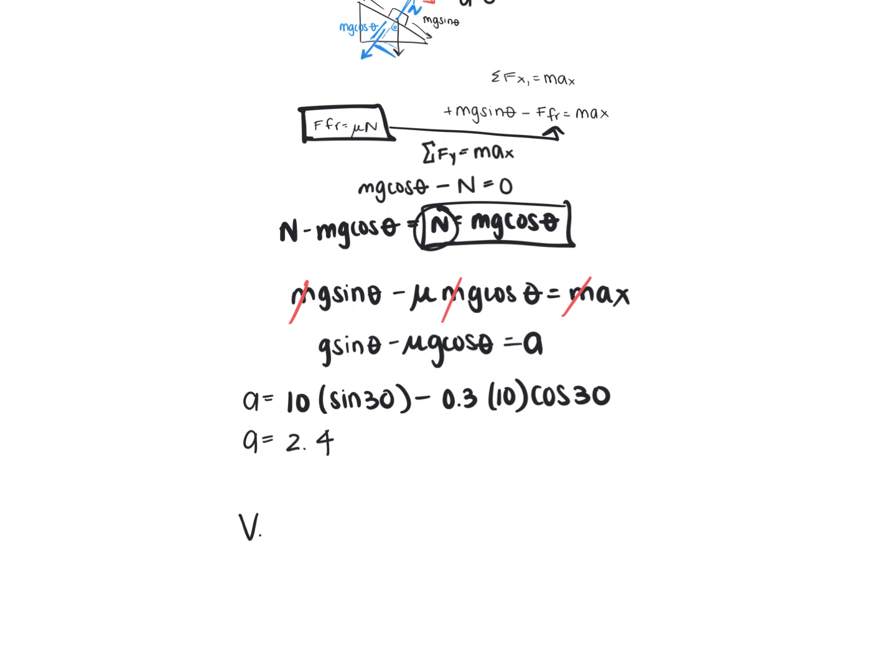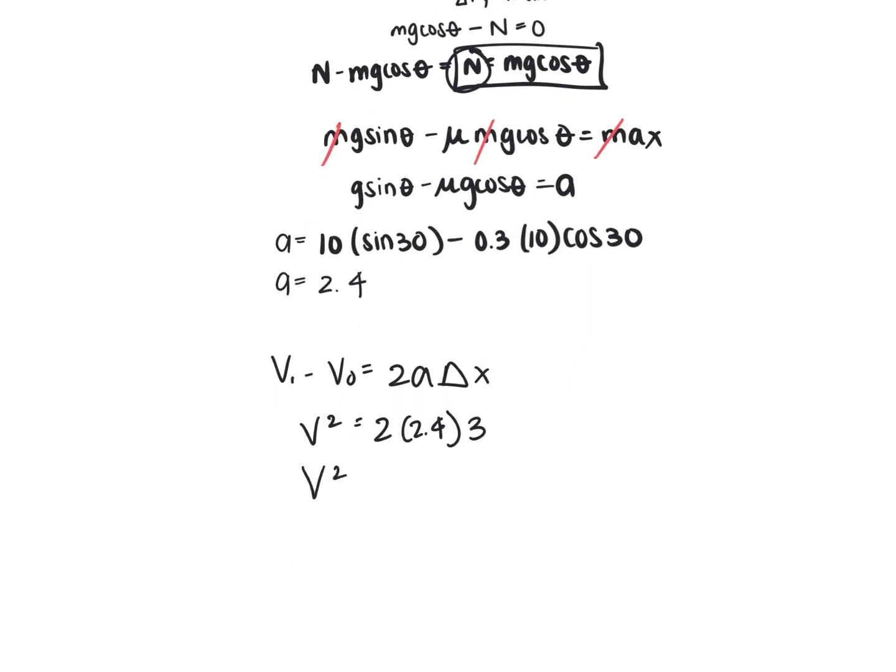So the velocity, v final squared minus v initial squared, equals 2a times the displacement. So v squared equals 2.4 times 3. V squared equals 14.4. V equals square root of 14.4.